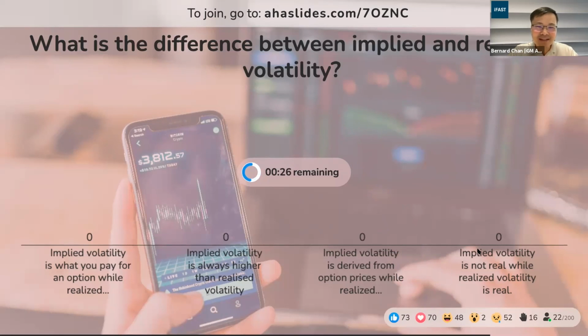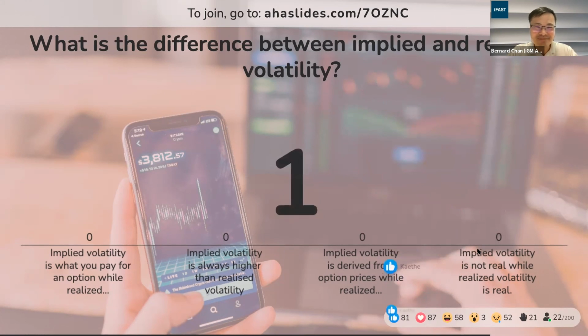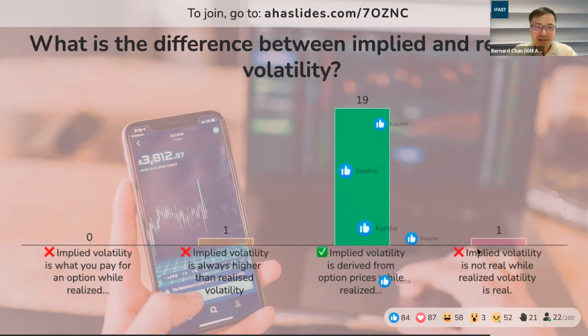Oh, yes. Thank you for those of you sending in your love, your likes, and even your funny emoticons. Thank you, Stella, Keith, Terry. And what is implied and realized volatility? Just the last 5 to 6 seconds for all of us. The answers will be shown right now. Yes, it's the implied volatility, which is derived from the option prices. And we have almost all of you who have gotten it correct. Thank you for participating in this challenge.